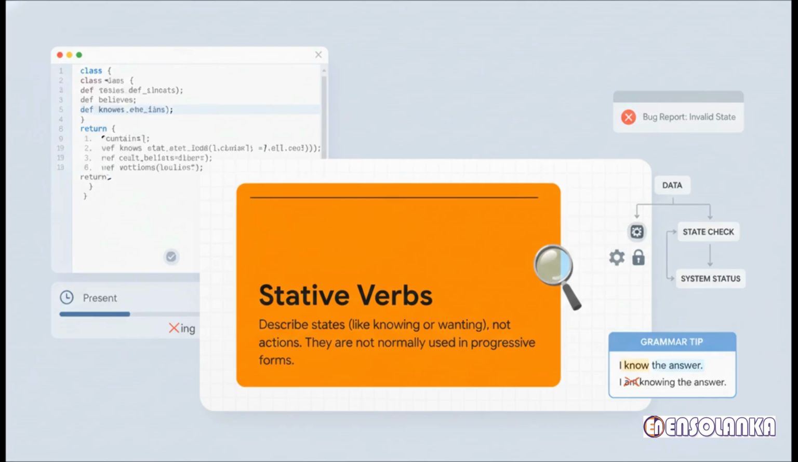These verbs describe a state of being, not an action. Think of words like know, believe, understand, or contain. They're about states, not activities. And because they aren't actions, we almost never use them with that -ing form. You wouldn't say "the database is containing the user data." You just say "it contains the data."